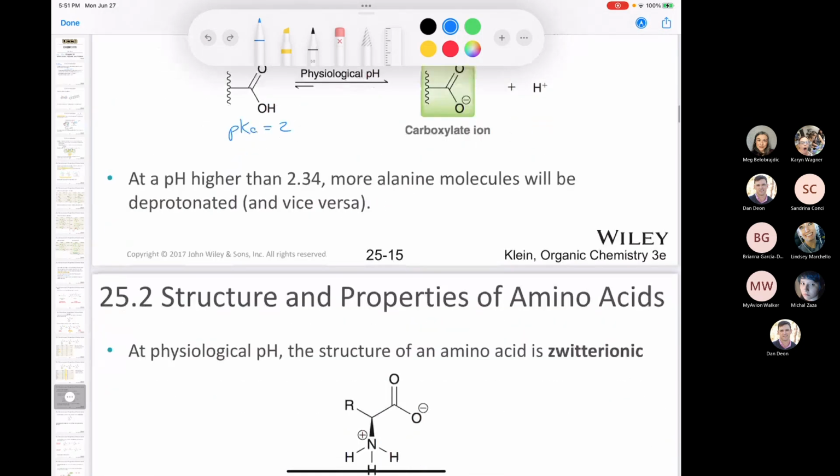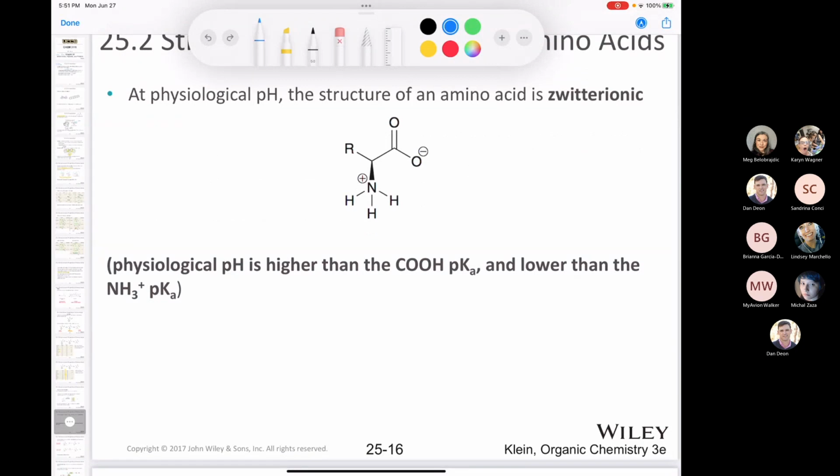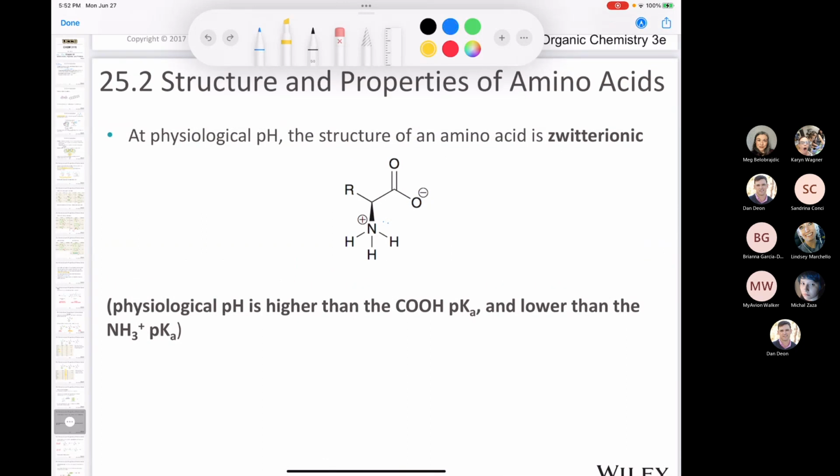Conversely, if we look at the amino groups at physiological pH, since you're at 7.3, 7.4, and all of these are around 9, you're in a medium that's more acidic than these, so these are all going to be protonated, the alpha amino groups. And that is why at physiological pH, so in the body, the structure of an amino acid is going to be a zwitterion. You have the carboxylate and you have the protonated form of the amine.